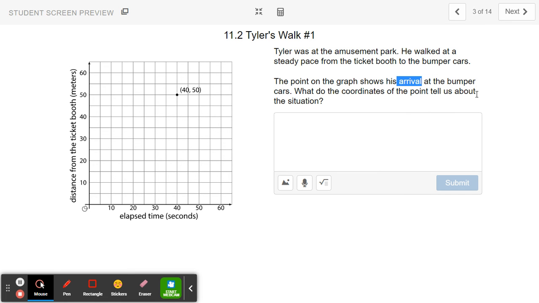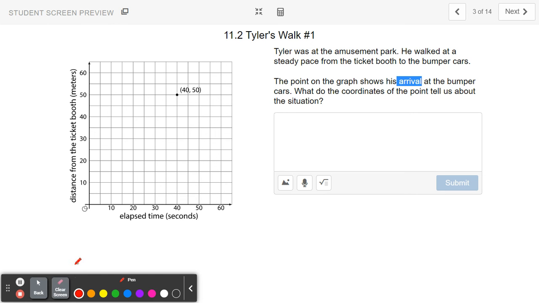What do the coordinates of the point tell us about the situation? So we have to be able to interpret graphs when we are looking at proportional relationships. And what that means is we have to pay attention. Here is our y-axis, right? And we know that that is the distance from the ticket booth in meters. And our x-axis represents time, elapsed time. Now, elapsed is just a fancy way of saying time that's already gone by, right? It's in the past, like how long it took, okay? So we have to look at the coordinates. So in here, it's (40, 50), right? And explain what that means.